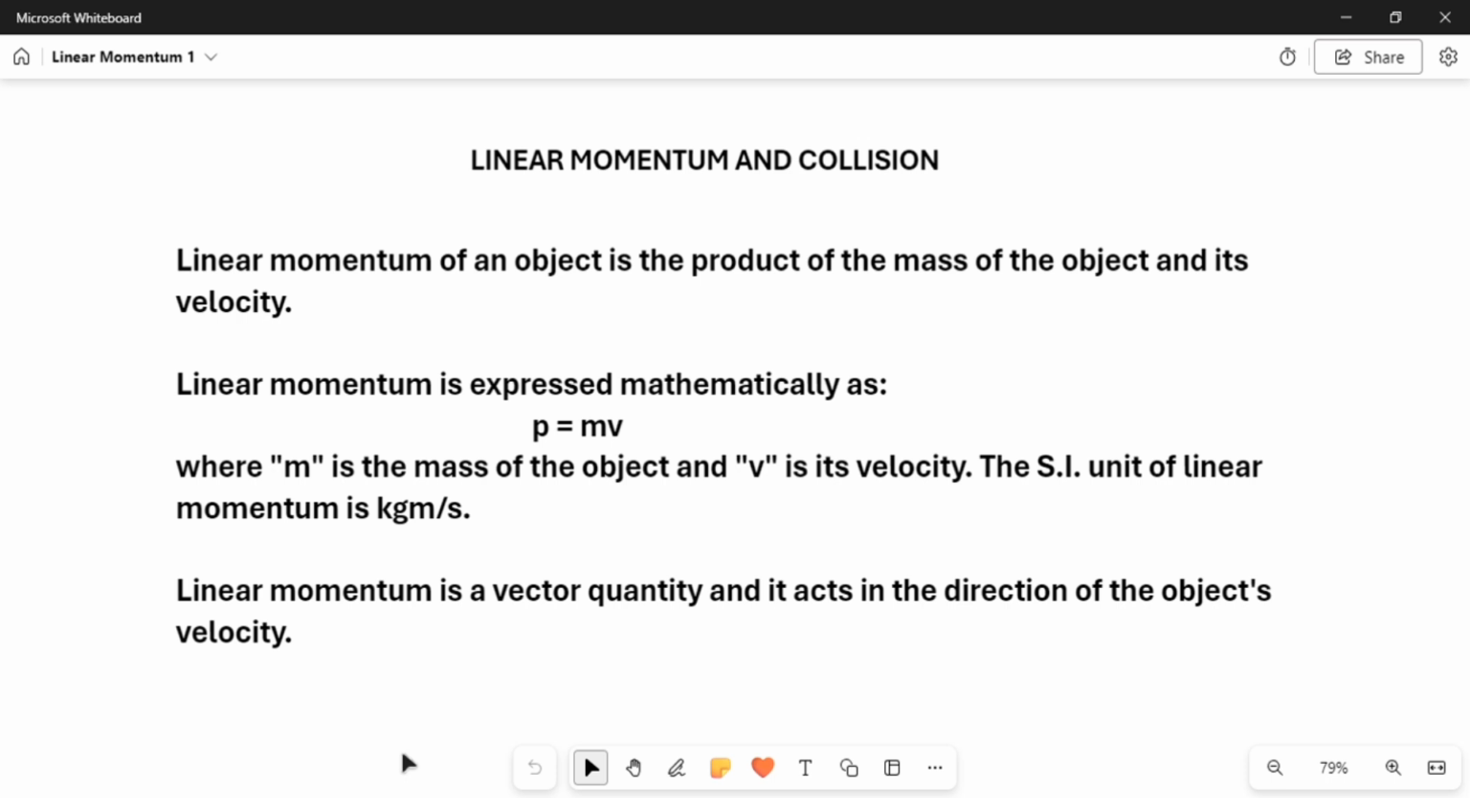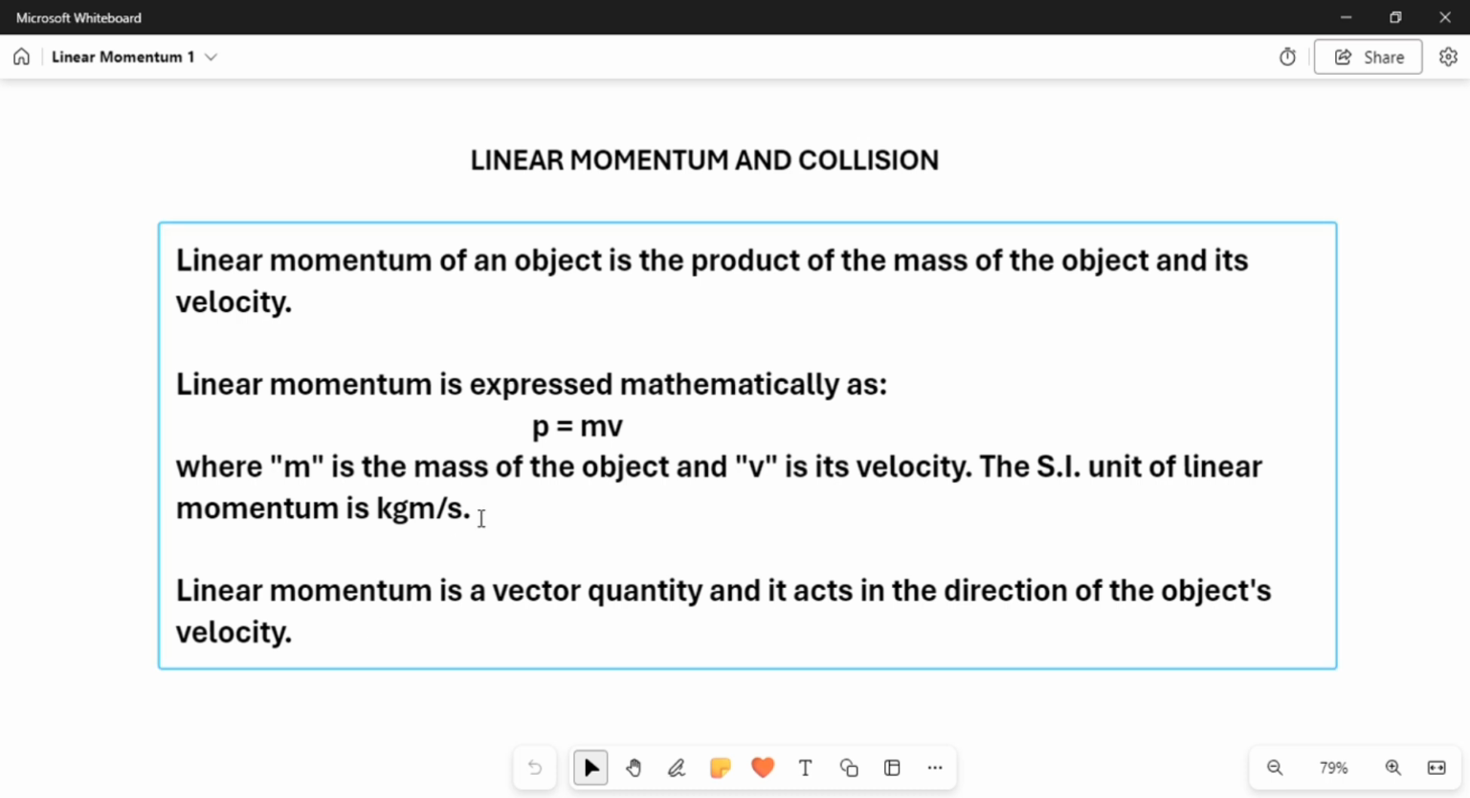What is linear momentum? If you have an object that has mass m moving with a velocity v, that object will have linear momentum as the product of its mass and velocity. So assuming we identify the linear momentum of a particle by P, and m is the mass, v is the velocity, then mathematically linear momentum P is equivalent to m times v.